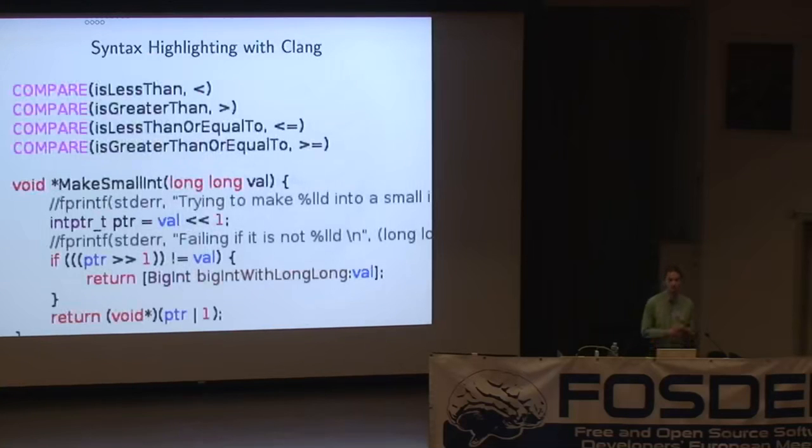This is an example of using Clang for syntax highlighting. This is enlarged a lot, so it looks really ugly, but you can see that it's doing proper syntax highlighting there, not just lexical highlighting. So for example, this compare thing at the top is a macro, and it knows it's a macro, so it highlights it. It can tell that int pointer t is a typedef. It knows that big int is a class. It knows that big int with long is a message send.